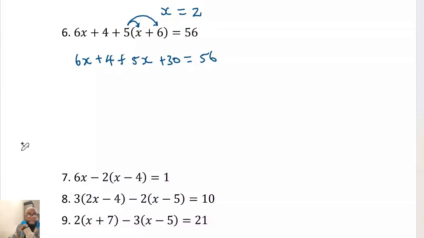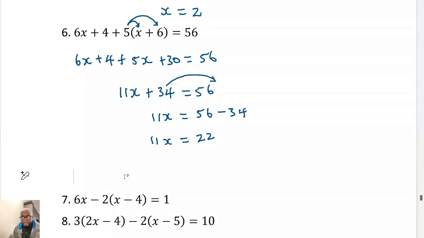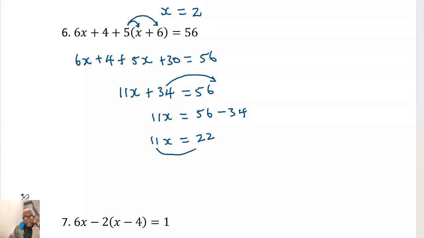2 here, okay. Right, so I would simplify here. I'll do the 6x plus the 5x would be 11x, and 4 plus 30 would be 34, equals 56. Carry 34 here. I'm going to have 11x is equal to 56 minus 34. So 11x would be equal to 22. What do I do with the 11 now? I carry to the right and I divide. So when 11 comes there, divided, x will be equal to 22 divided by 11. X will be equal to 2.